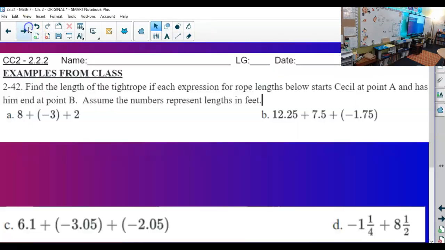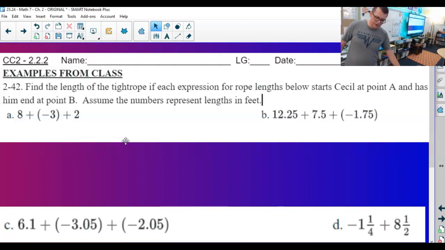So if we go to 42, in A, are these numbers integers? Yes. In B, are those numbers integers? No. Because they involve decimals, right? They involve the 0.25 or 0.7 or 0.5, 0.1, 0.05. Any of those are not integers.